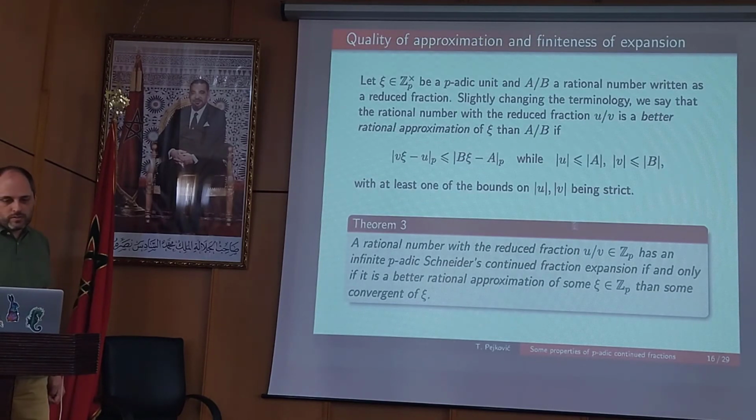So there is a link between the quality of approximation and finiteness of the expansion. Let psi be a p-adic unit and a over b a rational number written as a reduced fraction. We slightly change the terminology and say that the rational number with the reduced fraction u over v is a better rational approximation of psi than a over b if this first inequality holds, while the numerator and denominator are bounded respectively by the numerator and denominator of a over b, with at least one of these bounds being strict.